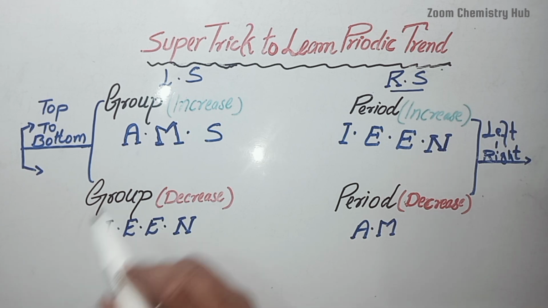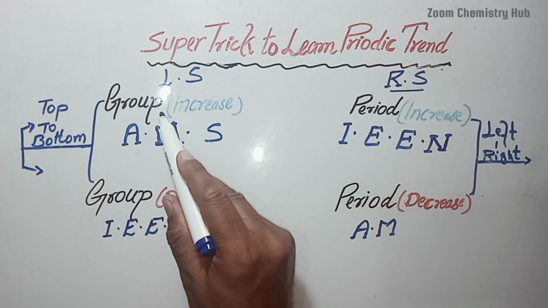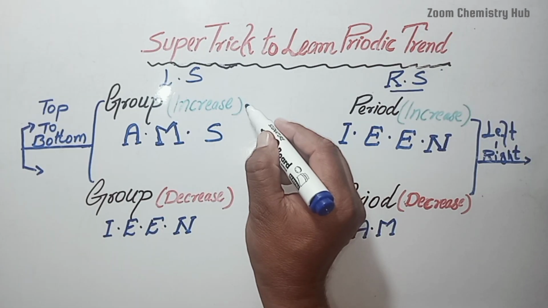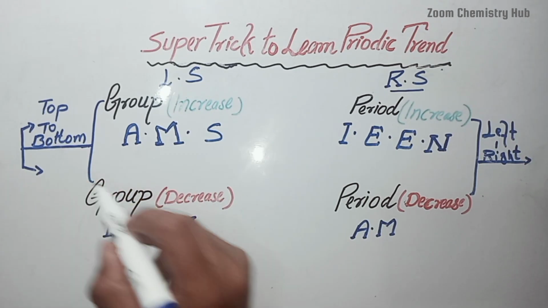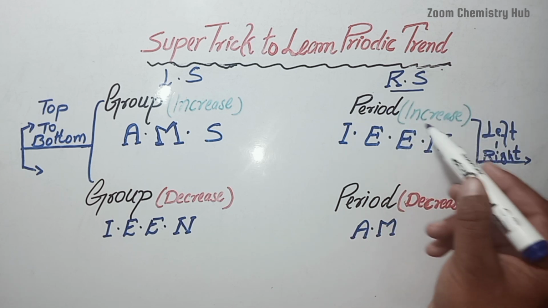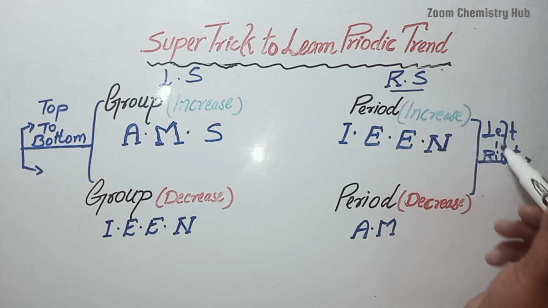First we will learn what is group and period. Groups are the columns in the periodic table, and they run from top to bottom. And periods are the rows in the periodic table, horizontal rows, and they run from left to right.